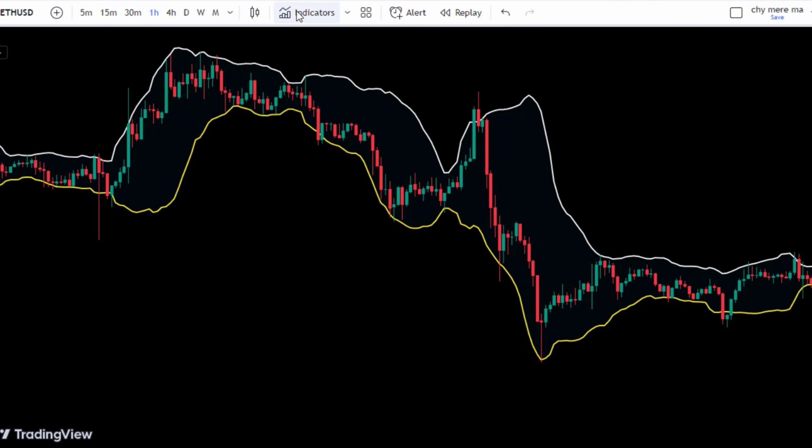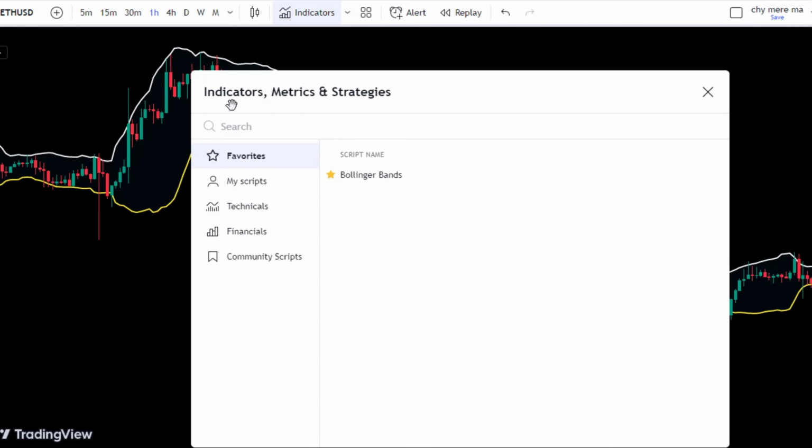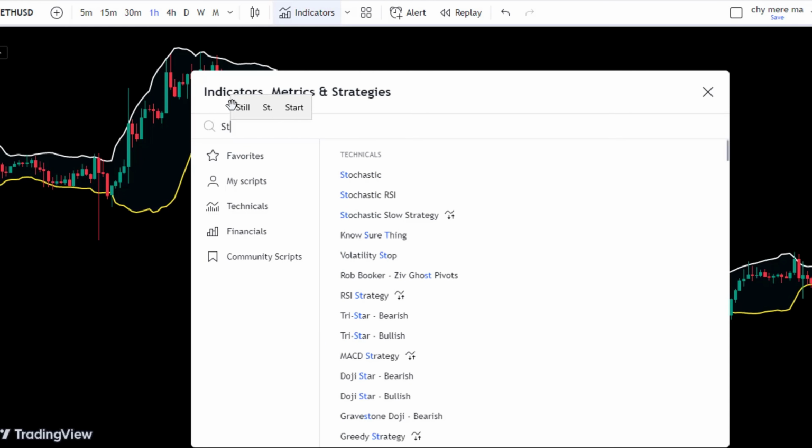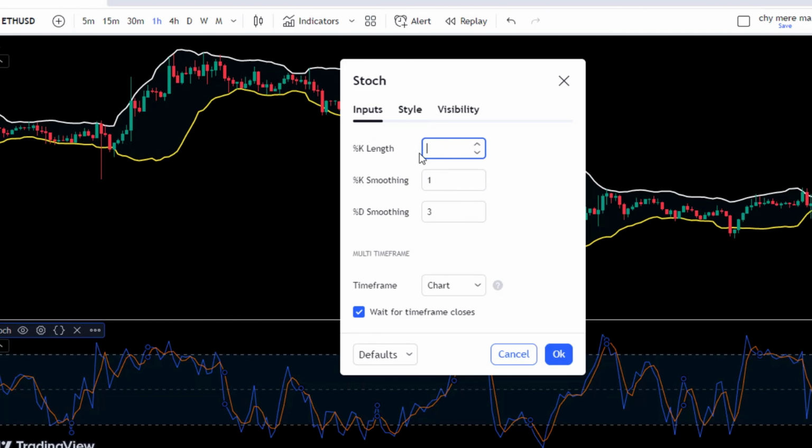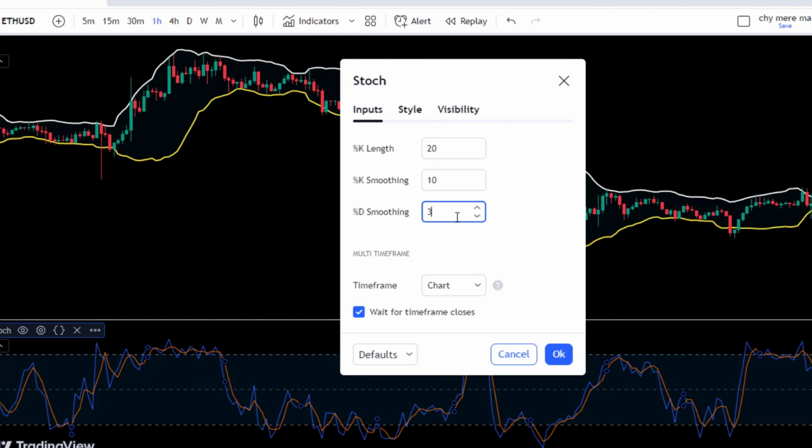Then we go over to the indicators search bar and we are going to search for Stochastic. Select this one made by TradingView. Then go to the settings of the indicator to modify them. On the input setting of the indicator, we set length to 20. Set the K smoothing to 10, and then the D smoothing to 5.